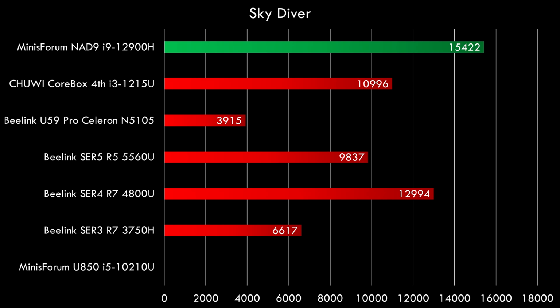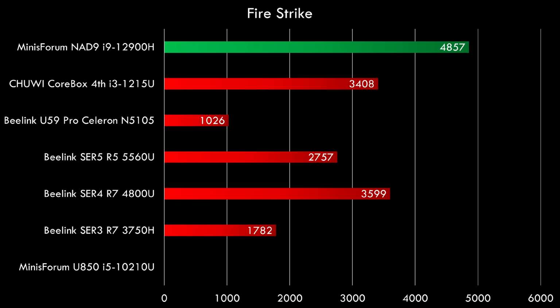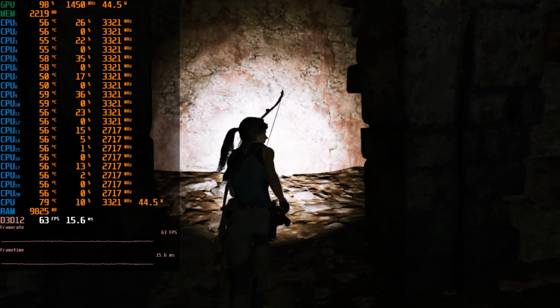The integrated Intel graphics is actually pretty decent. In fact, it is again the fastest result that we have seen on the channel. Here we have results for Skydiver 15,422, and in Firestrike we're getting 4,857. This translates to decent gaming performance.